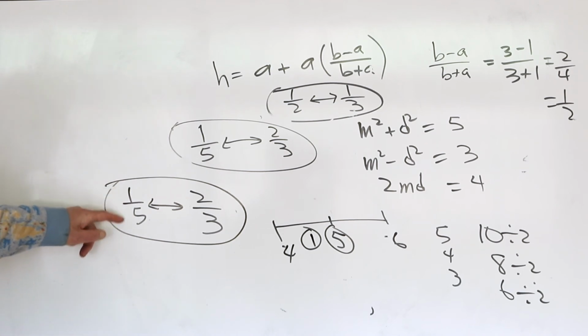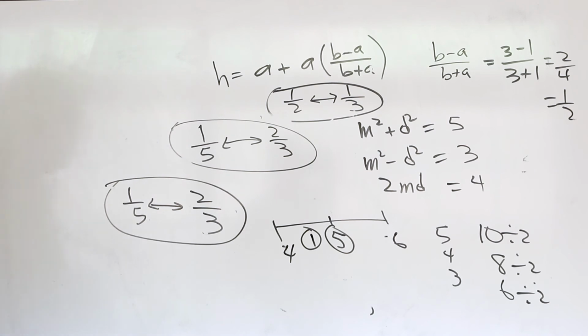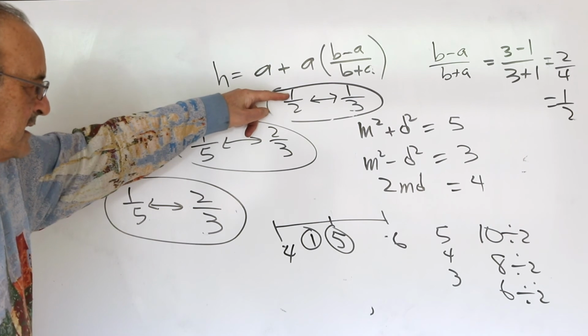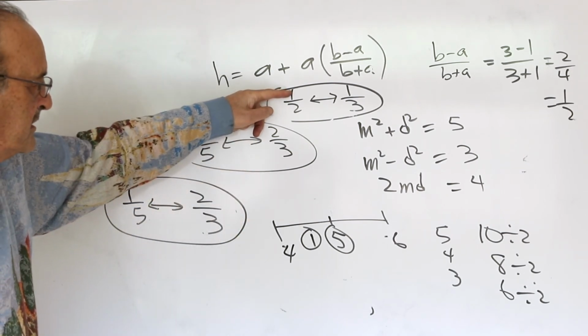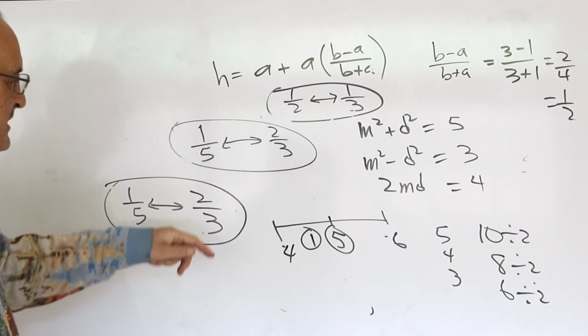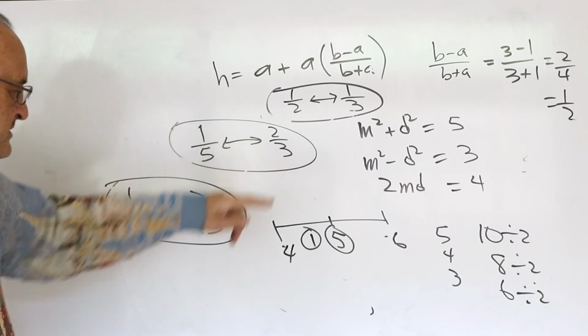Again, we have 2 odds, and we have an even and an odd. So if you want to get all the Pythagorean triangles, you don't have to use both cases. You can stick to the case where you have an even and an odd. Okay, so this even with this odd gives you the 3, 4, 5 right triangle. This even with this odd gives you a different Pythagorean triangle.